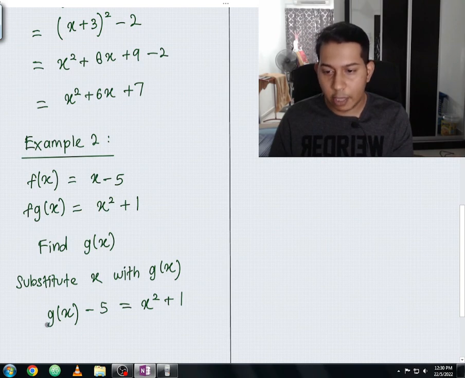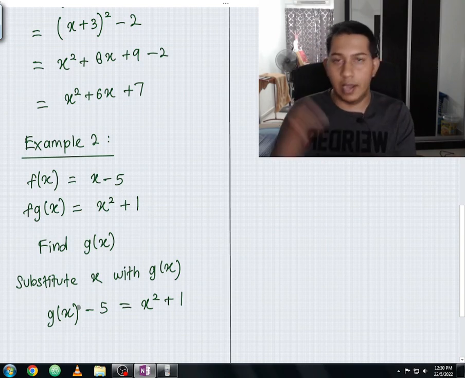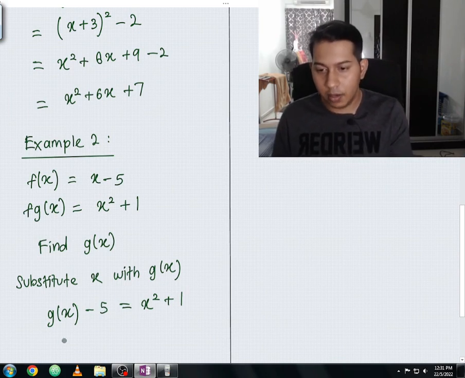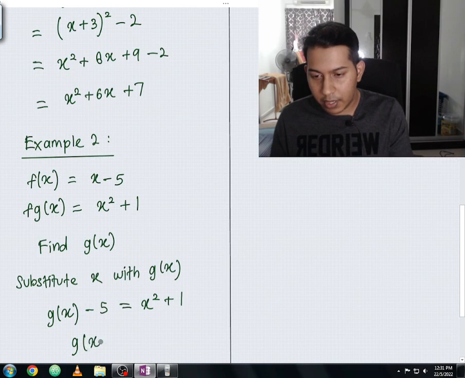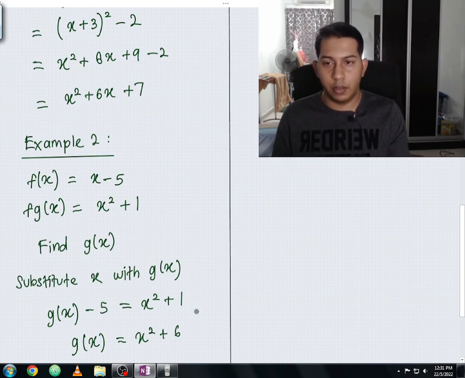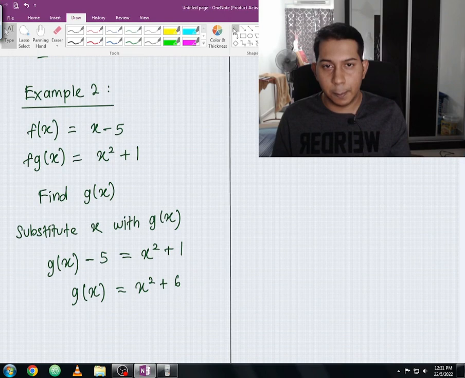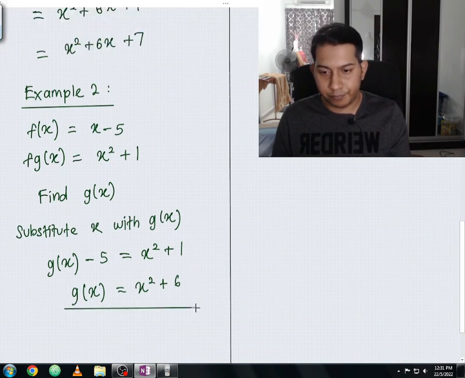That's how we're going to find this g(x) function. So left hand side is equals to right hand side. So g(x) minus 5 is equals to x squared plus 1. You calculate this, you get your g(x) is equals to x squared plus 6. So this is your g(x), guys. Let me underline the solution.